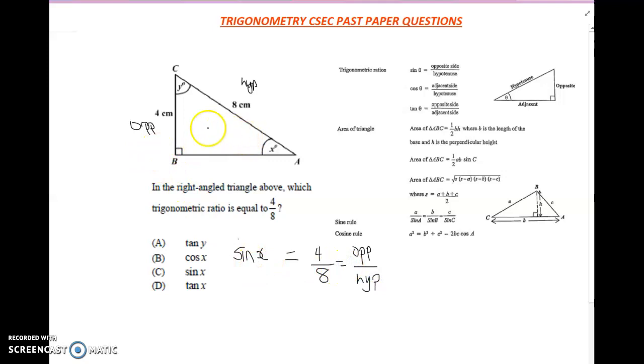So just to check, if I had used y, then this would have been the opposite side, and this would be adjacent, and this would be hypotenuse. So 4 over 8 would be adjacent over hypotenuse, which is cos of y, but we don't even have cos of y, right?